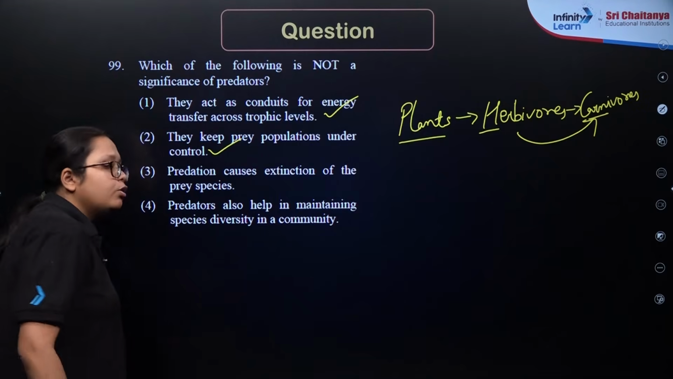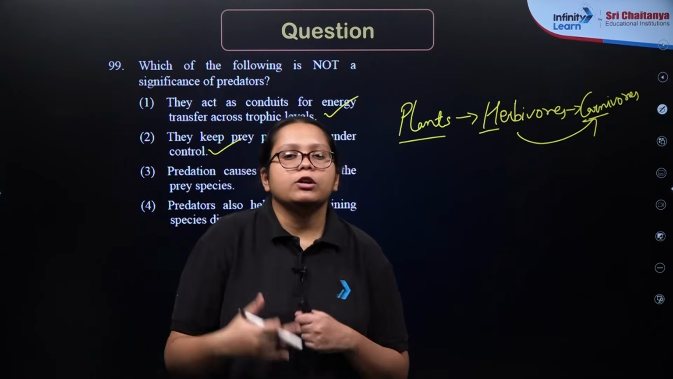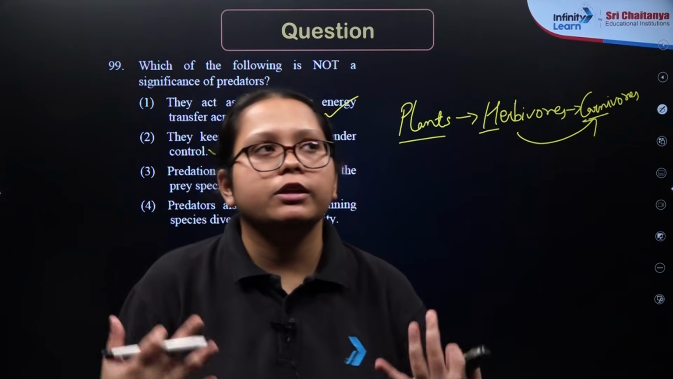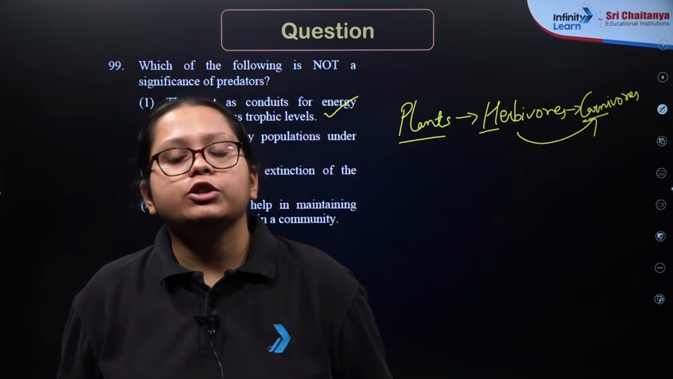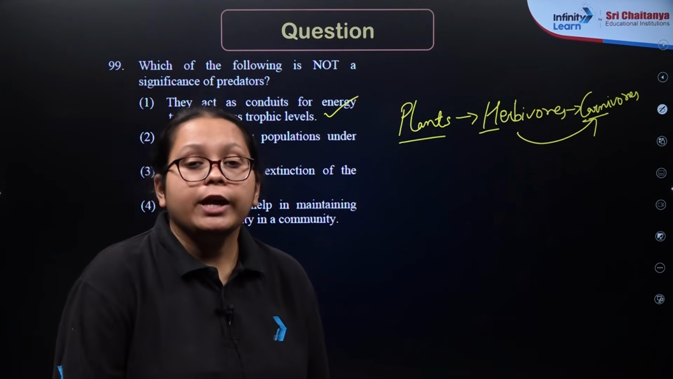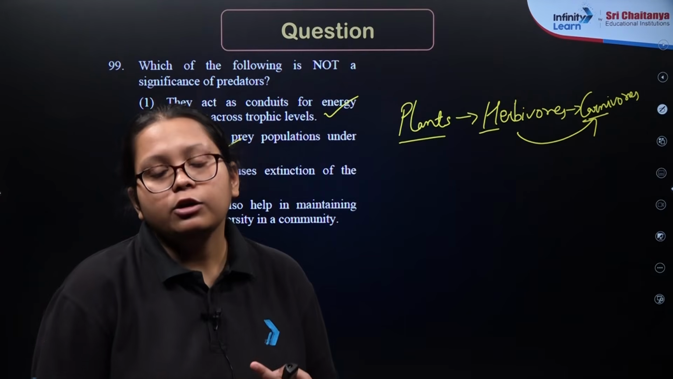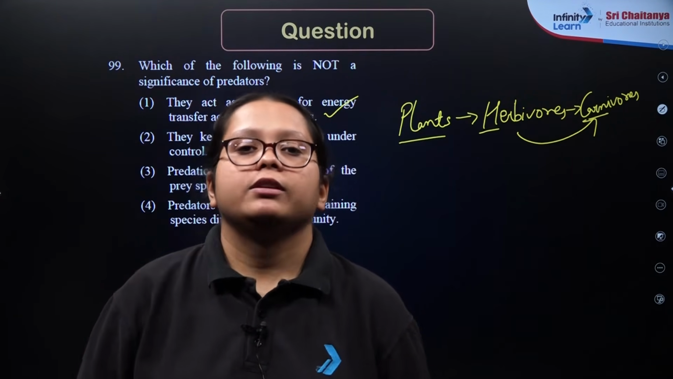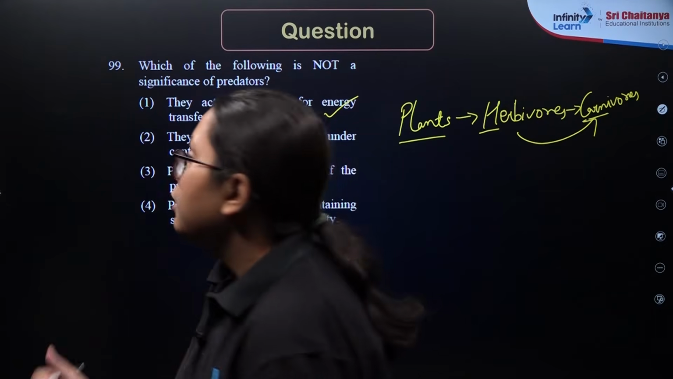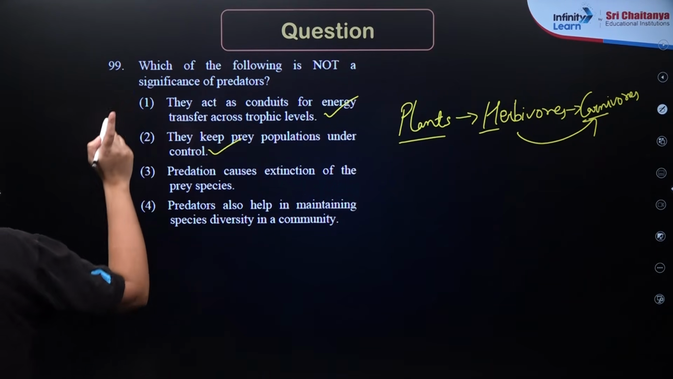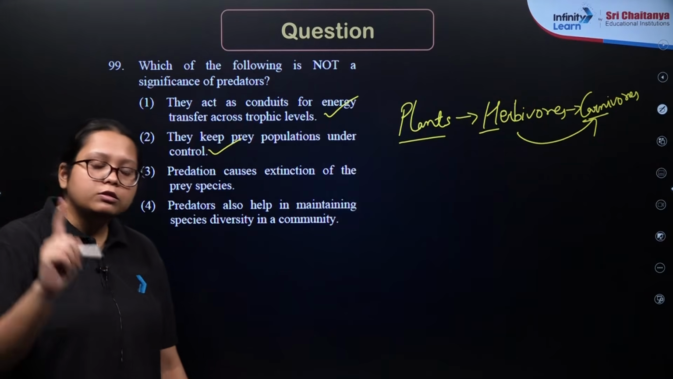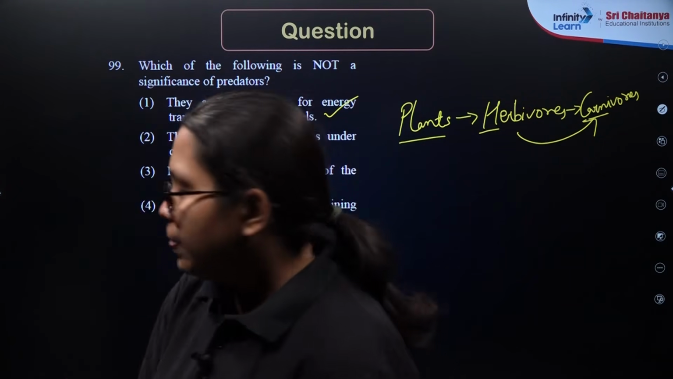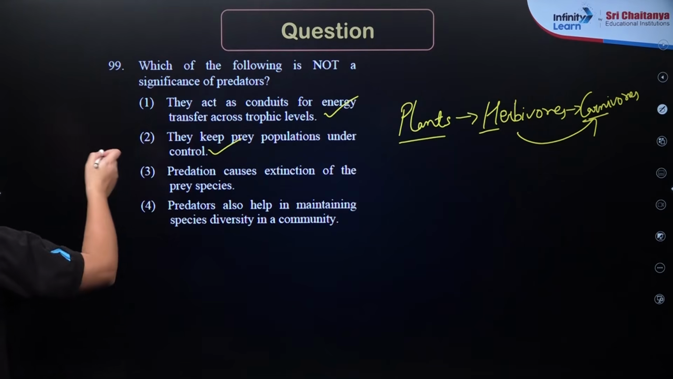Yes, if there are no predators, the prey population will divide numerous times and the population will increase at a large amount. The population will be very, very high, which can lead to interspecific competition and lead to the extinction of prey species. So predators first of all keep the prey population in control, and they also ensure that the prey species do not get extinct. Okay, so the second is correct.